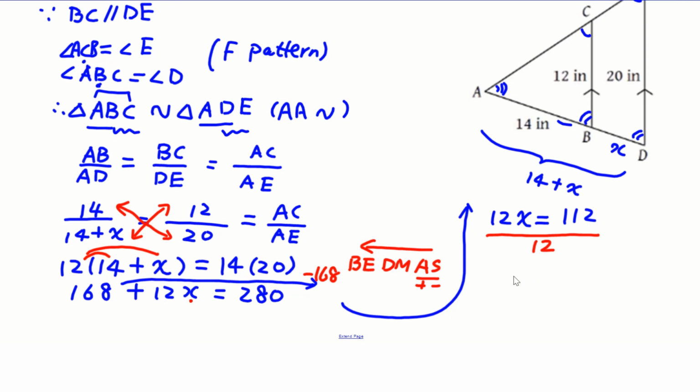Then the final answer: x equals 112 divided by 12. Then we do the calculation, and you will have x approximately equals 9.33 inches. So it's done.